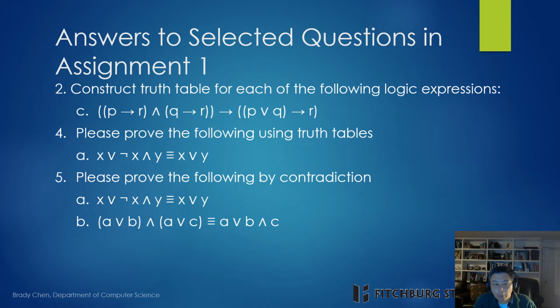I'm currently still grading assignment 1. I haven't completed all the grading work, but based on the outcome, I found some common problems. That's why I decided to provide the answers for some selected questions. The questions I'm going to pick are 2C, 4A, 5A and 5B. Particularly for question 5, many people seem to have a problem with the technique, like proof by contradiction. So I decided to answer this question.